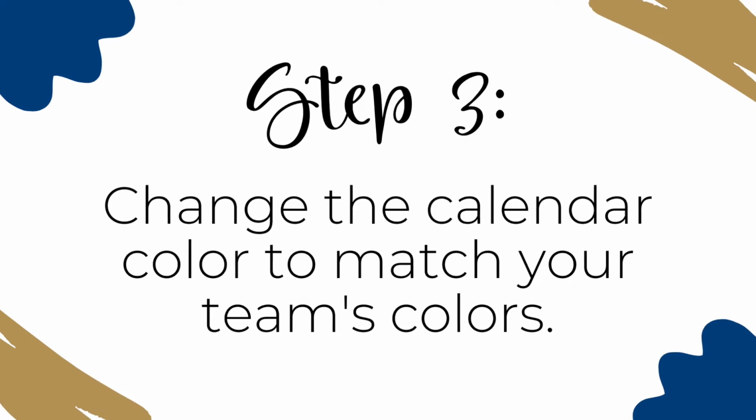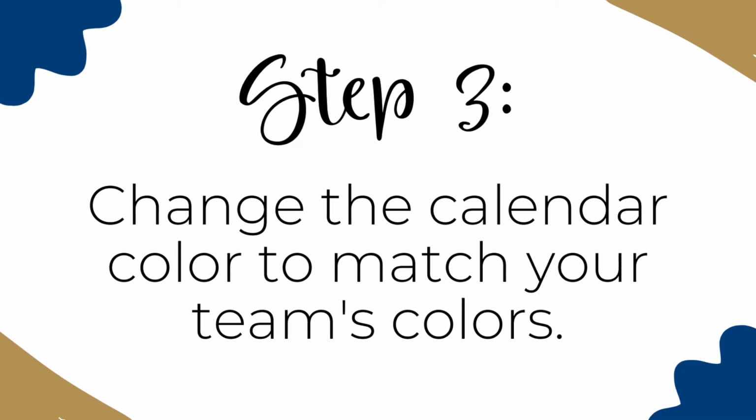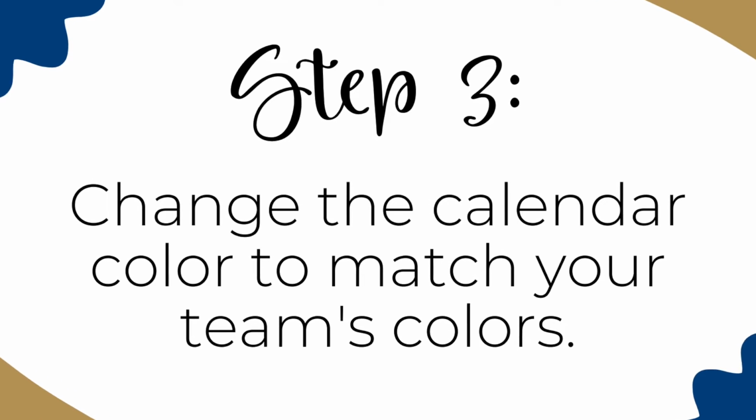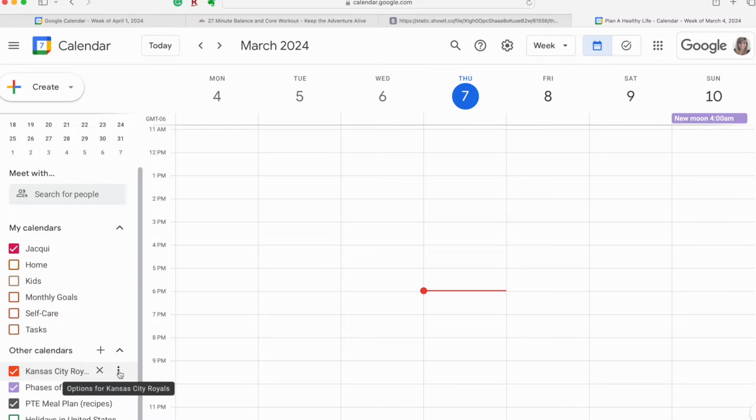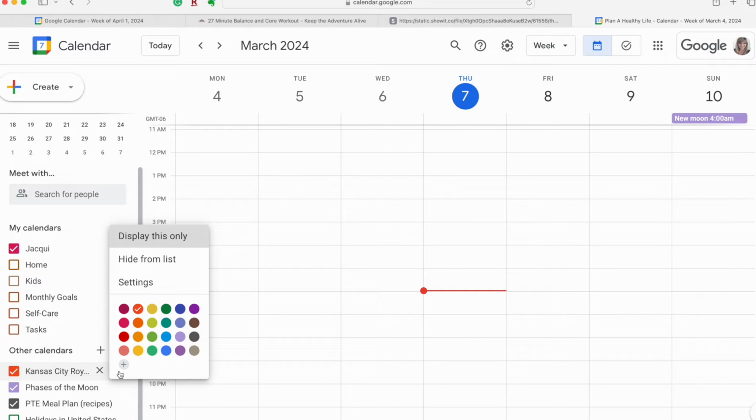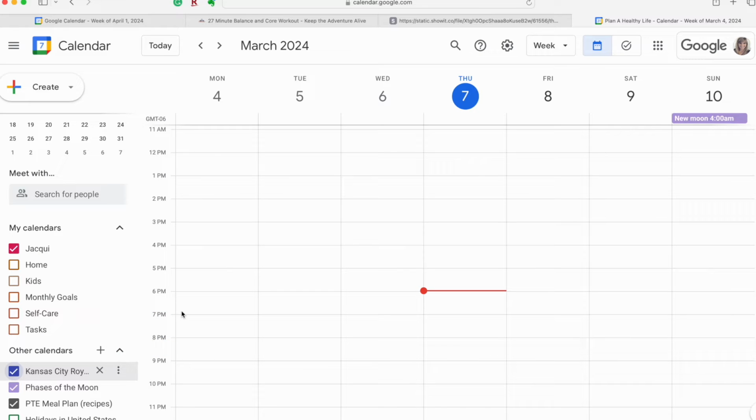Step three, which is an optional step, is to change the calendar color to match your team's colors. Click on the three dots to the right of your team's name, which will display the options, and then just choose one of your team colors from the list that appears. If you're a super fan and you want one of the exact team colors, I've got you covered, and you can choose a custom color.